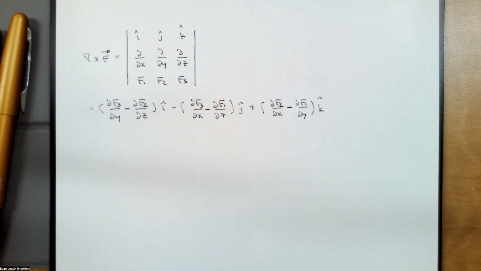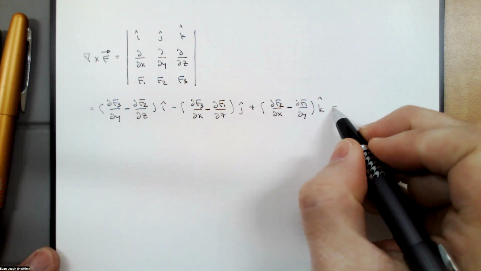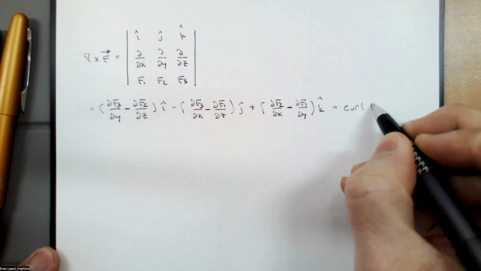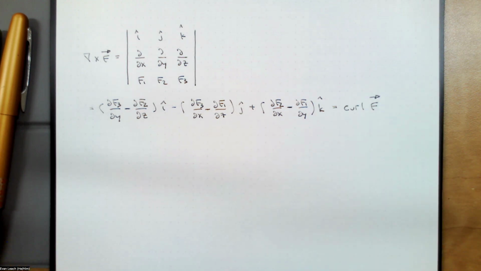This is going to be a vector. This vector is describing how much the vector field is swirling around. It's not only telling you the direction of the swirl, but also how much there is, because it's a vector, it has magnitude and direction. So this is the curl of the vector field F. So we have a magnitude and a direction. This is going to be how swirly the vector field is.